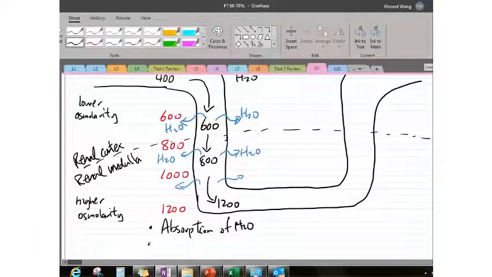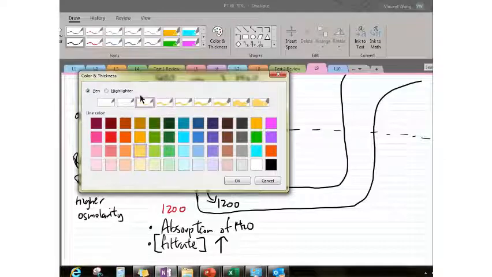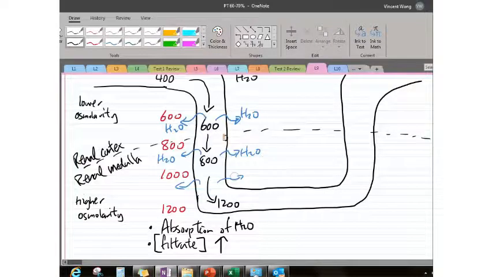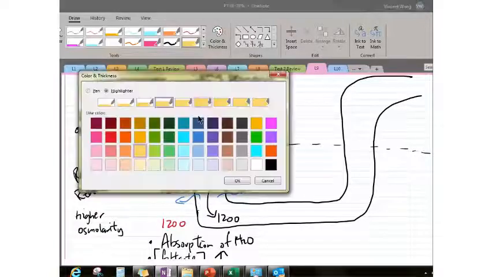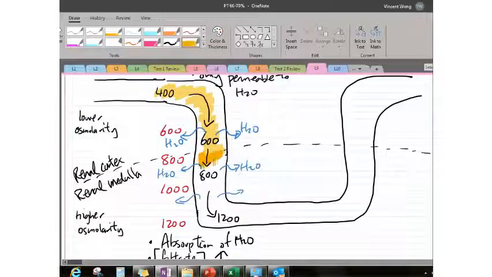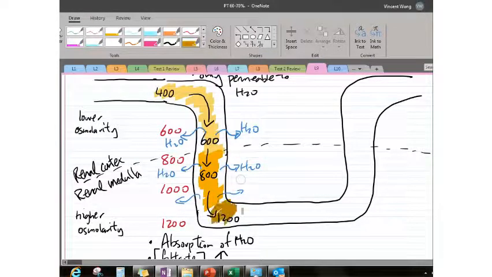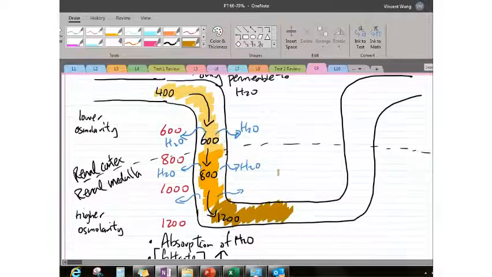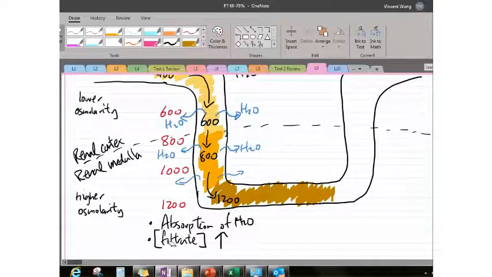And more importantly, as you go down the loop of Henle, filtrate concentration increases. If I use color to represent the concentration of the filtrate, up here is a lighter yellow, and then as you go down, it becomes a more intense yellow, and at the very bottom, it's going to be the most concentrated. So as you go down the descending limb, the filtrate gets more concentrated.